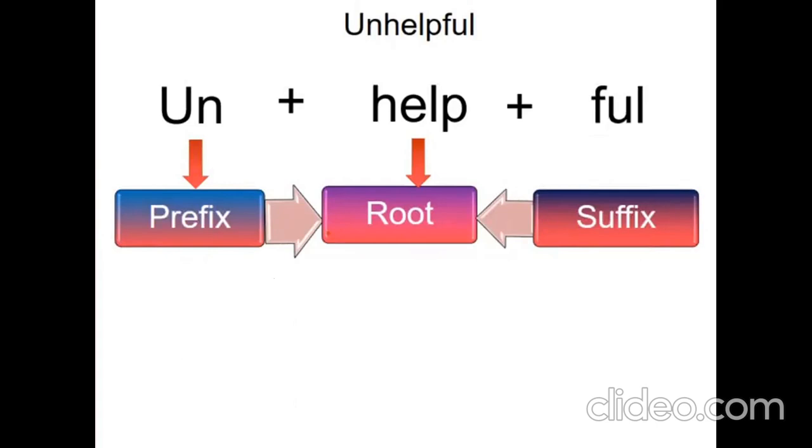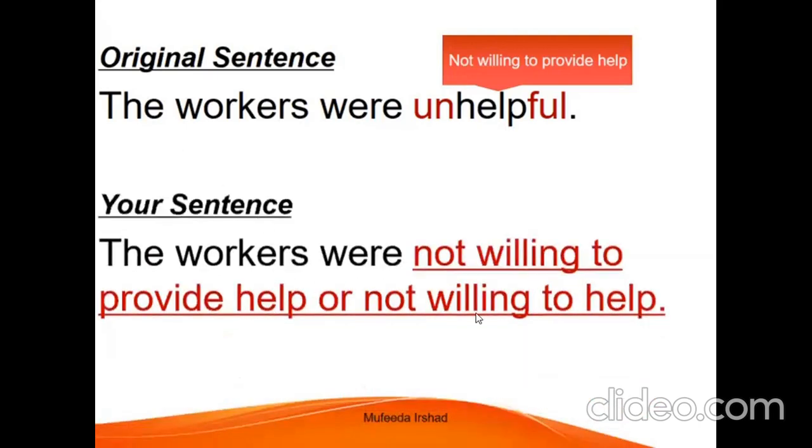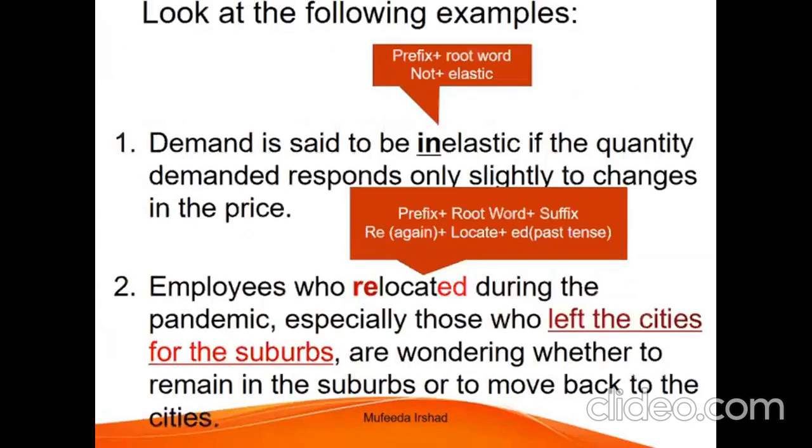Let us now try the definition in a sentence. The workers were unhelpful. Replace the word unhelpful with your definition, that is not willing to provide help, and see if it makes sense. The workers were not willing to provide help or not willing to help. It makes sense, doesn't it? Let us look at more examples.